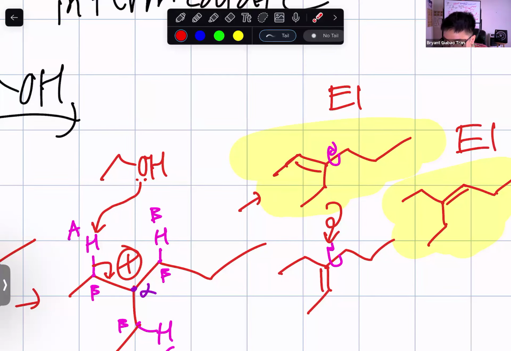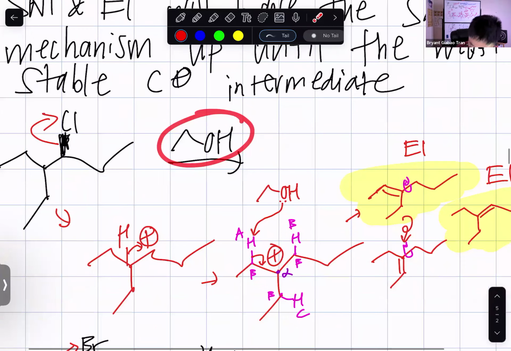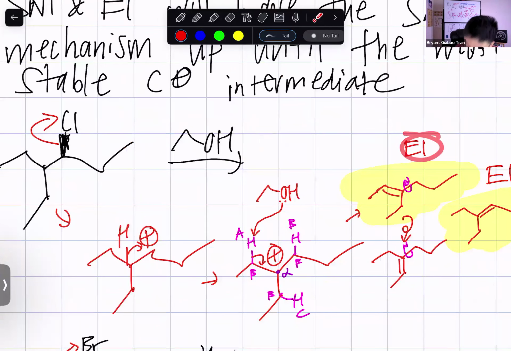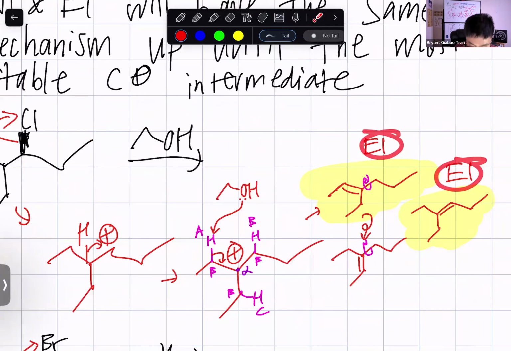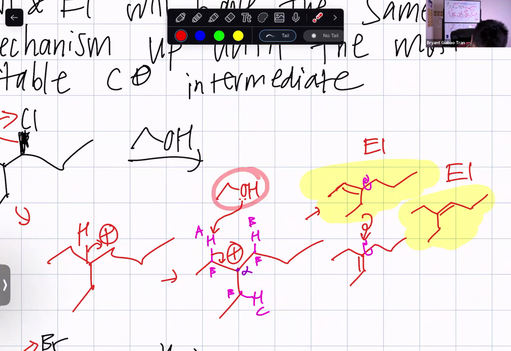The ethanol here will act as a base in E1, because elimination is always going to be an acid-base reaction. E1, E2, they would always be acid-base reactions. This ethanol here is acting as a base because it's attacking a hydrogen. It's accepting a hydrogen.